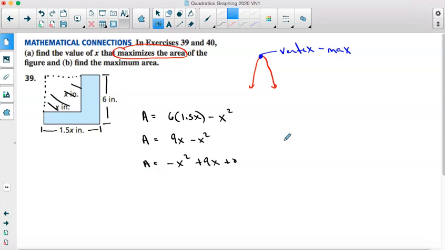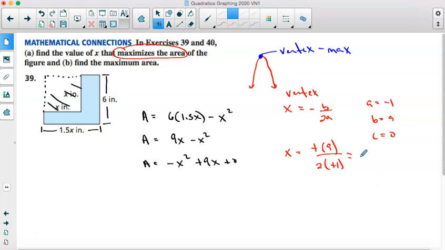Since I want to maximize this, I'm going to find my vertex. My vertex is found through the formula we've been using, negative b divided by 2a. My a is negative 1, my b is 9, my c is 0. Substituting, negative 9 divided by 2 times negative 1 equals, these two become positive, 9 divided by 2, and you get 4.5. So I will maximize this area when x equals 4.5 inches. If the length of this piece and this piece is 4.5 inches, I will maximize the area.